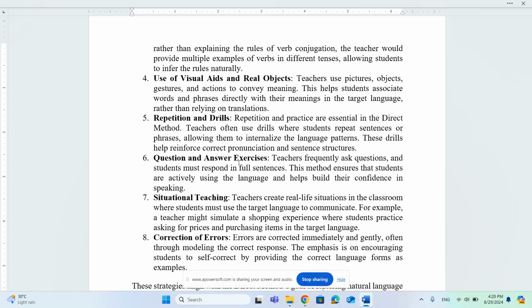And the next one is situational teaching. It means teachers create real life situations in the classroom. You as a teacher have to create that type of real life situation in the classroom where students must use the target language to communicate. Like, a teacher might simulate a shopping experience where students practice asking for prices and purchasing items in the target language.